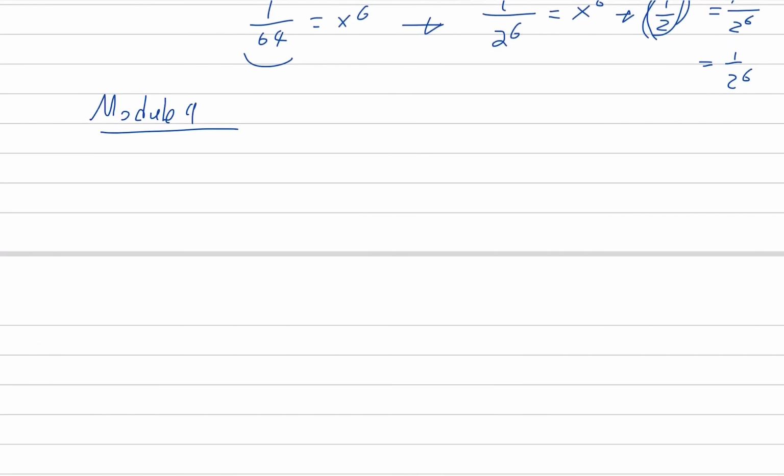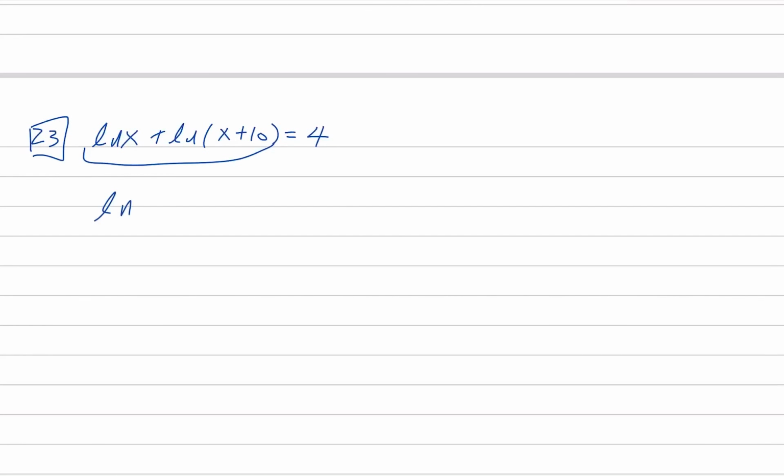Okay, so 23 is ln x plus ln x plus 10 equals 4. So here let's combine these first. I have ln of x squared plus 10x, I multiply that inside, equals 4. Then here again, this is same as log base e of x squared plus 10x equals 4. So rewrite in exponential form with x squared plus 10x equals e to the 4.